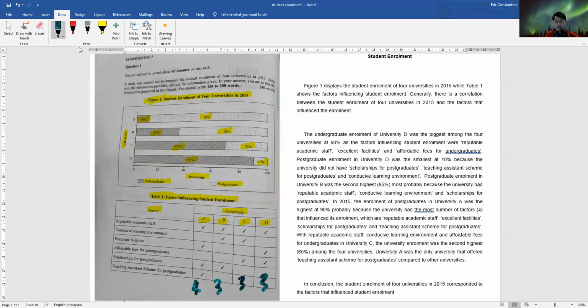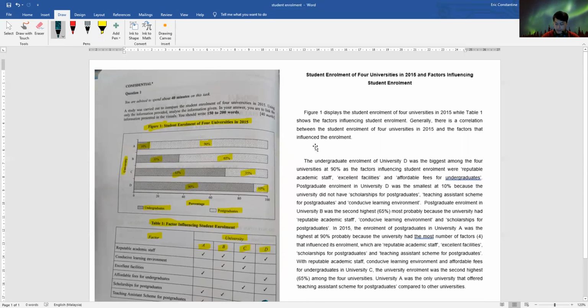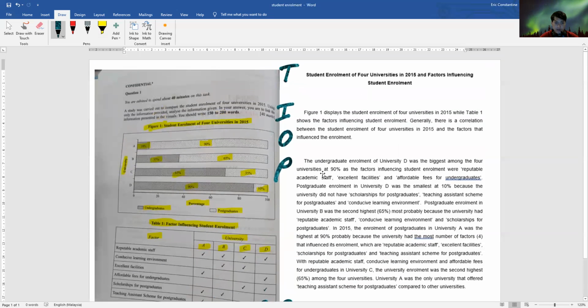So depending, yeah. Now the first thing that you need to do, if you look at the topic here, I always remind the students to come up with this TIOPC. TIOPC means title. Okay, so this is the title here. TI, this is I, and O is overview, and then P is the point, and after that C is the conclusion.